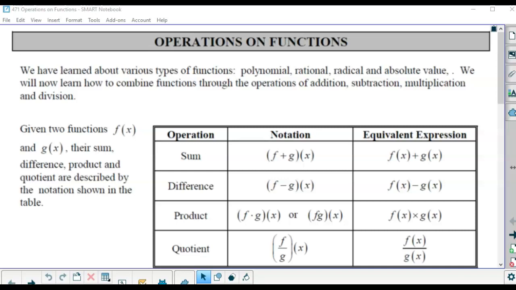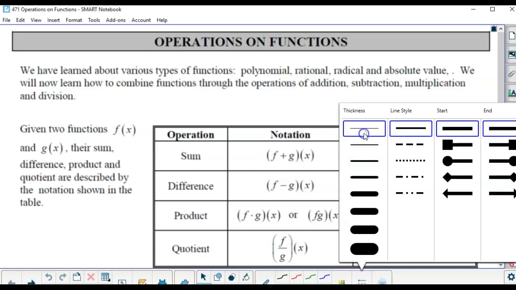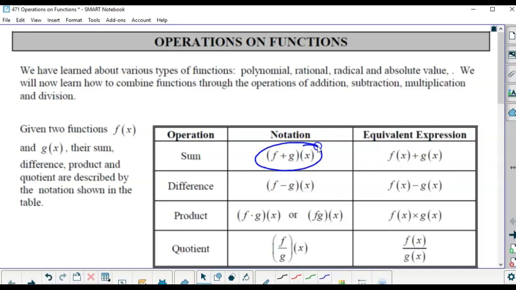So we've learned about a bunch of different types of functions. Some are listed there. And now we want to know how to combine them through operations and composition. So just look at the notation. The notation in the middle column is basically the short form, right? So here, that's a faster way of writing f of x plus g of x. It eliminates a couple of brackets, basically. And then f minus g is the short form. And then f multiplied by g, or fg of x.